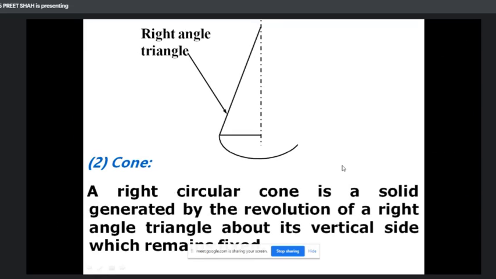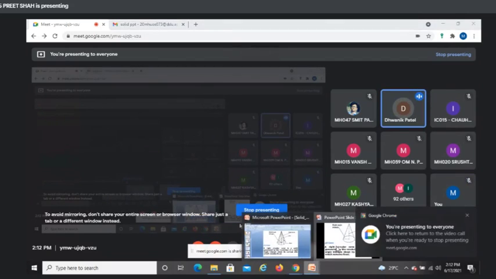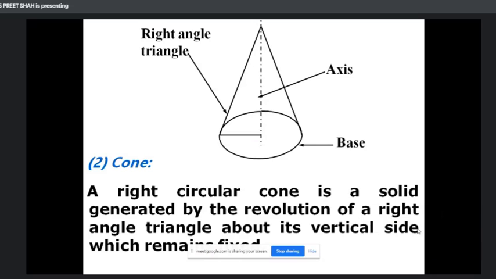In a cone, the plane figure is a right-angle triangle, and it is rotated about the axis 360 degrees. Now, is it audible to you, Preet? Yes, sir. Okay, good. Now we go for the next one. Next slide.